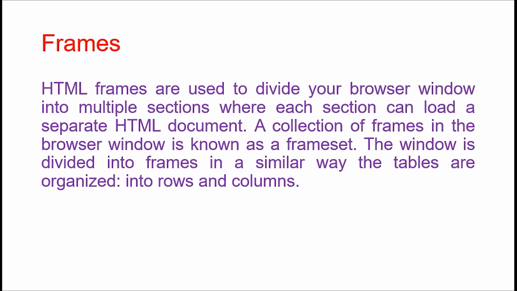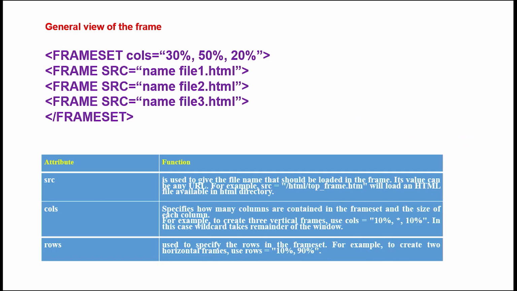Frames. HTML frames are used to divide your browser window into multiple sections where each section can load a separate HTML document. A collection of frames in the browser window is known as a frameset. The window is divided into frames in a similar way that tables are organized, into rows and columns. General view of the frame.